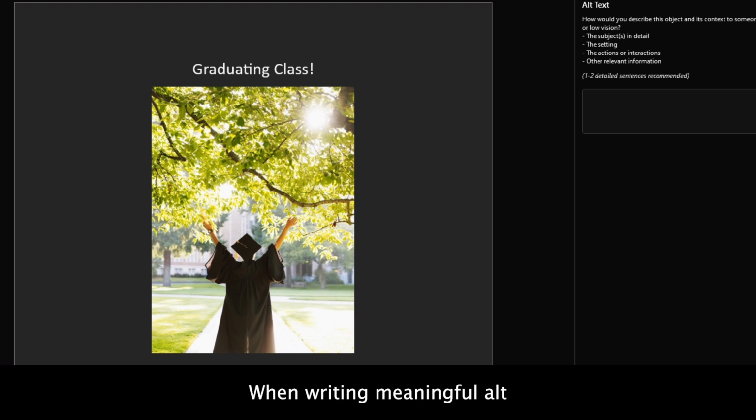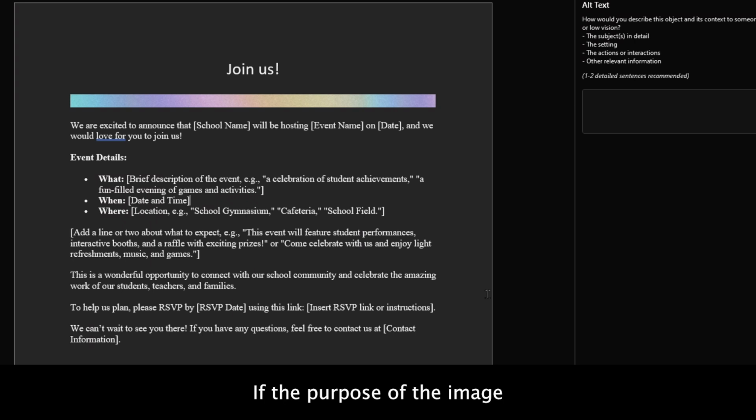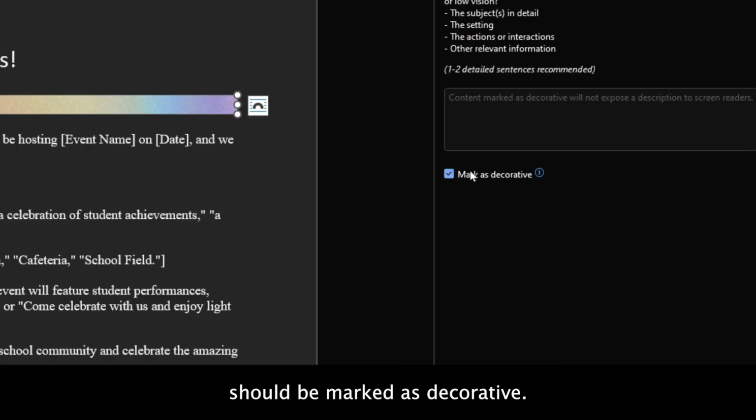When writing meaningful alt text, it's important to consider what is the context of the image provided. What experience is it offering to the user, and how can you provide that same experience for all users? If the purpose of the image is to simply improve the look of a page rather than to convey an impression, emotion, or to convey or supplement information, it may be a decorative image. For example, a colorful banner in an email that doesn't provide any additional information should be marked as decorative.